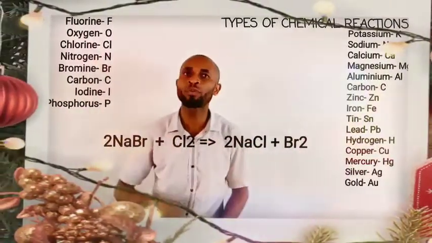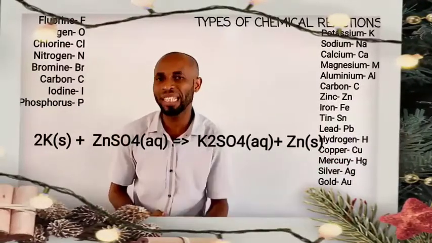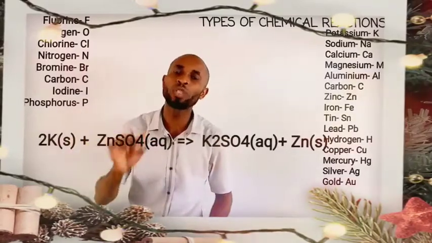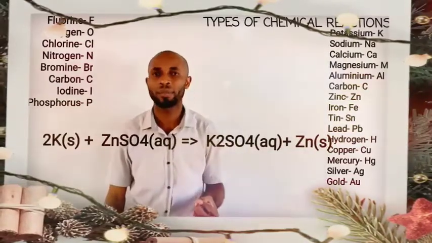The same thing goes for when we have potassium as a metal coming in contact with zinc tetraoxosulfate(VI). The potassium will displace zinc in the reaction and deposit zinc as a metal.